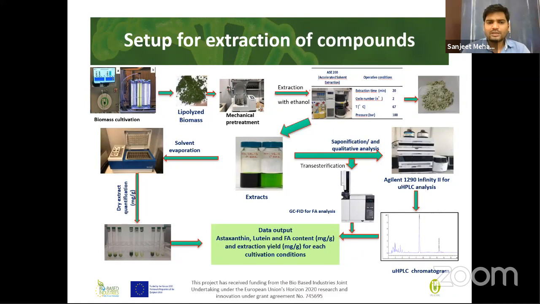And we found that the green biomass after the extraction turned a very light yellow color or transparent. The first extract was very dark, because in the first extract the bioactive compound concentration was much higher compared to the second extract. Then the extract was quantified using ultra HPLC and gas chromatography with an FID detector for the analysis of fatty acids, and ultra HPLC for the analysis of carotenoids.